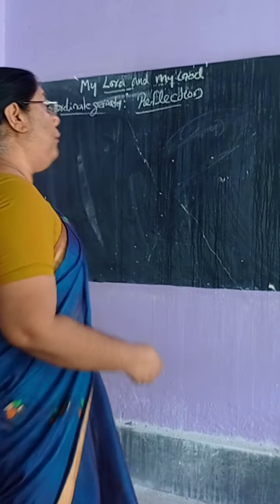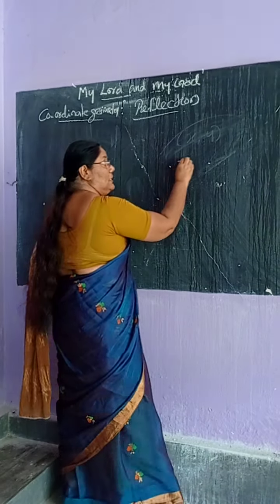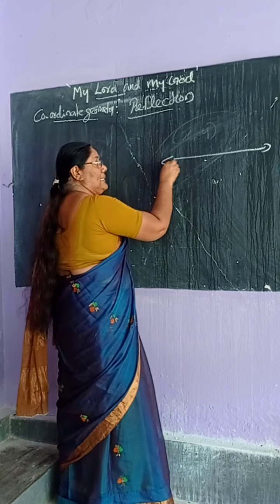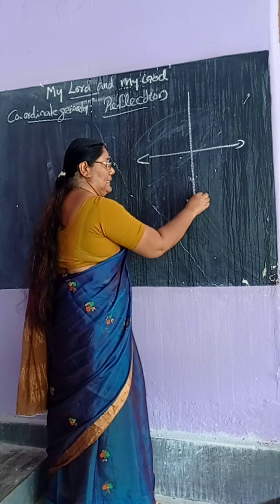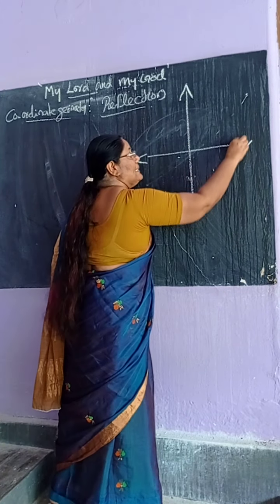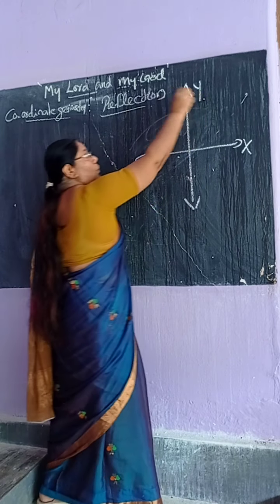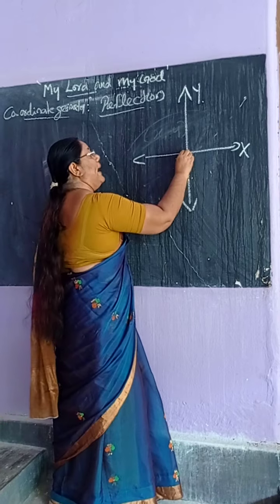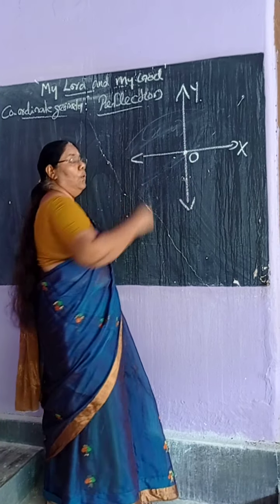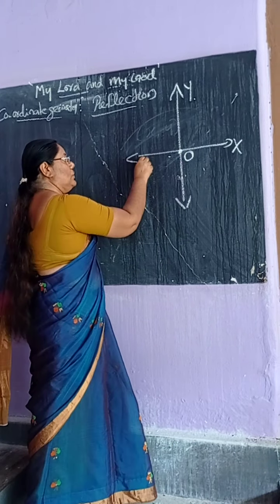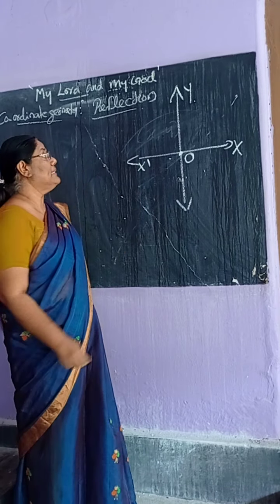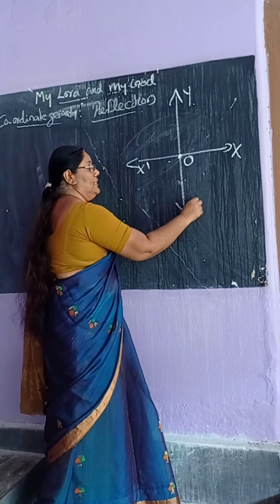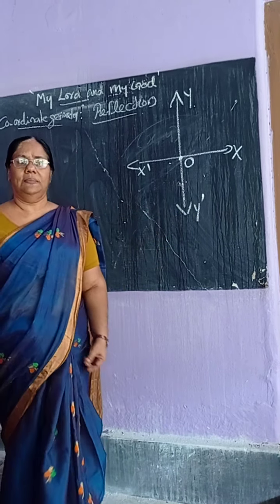We can divide a plane into 4 equal quadrants using the x and y axis. This is the x axis and this is the y axis. And the meeting point of the x and y axis is known as the origin. Therefore, X'OX is the x axis, Y'OY is the y axis.